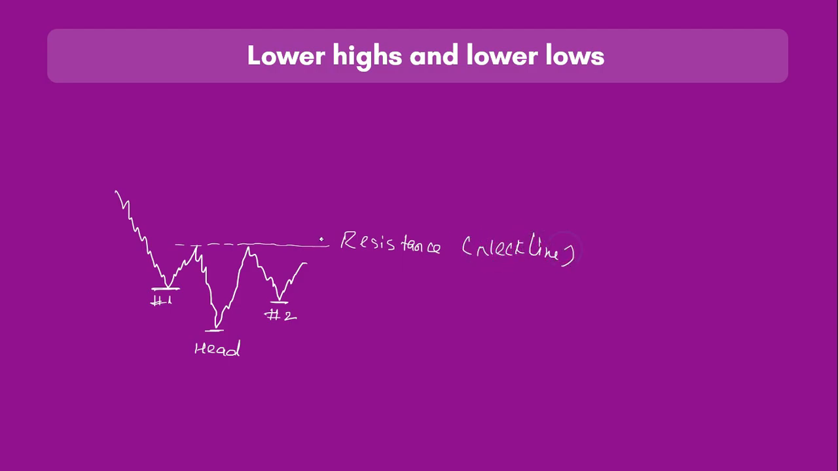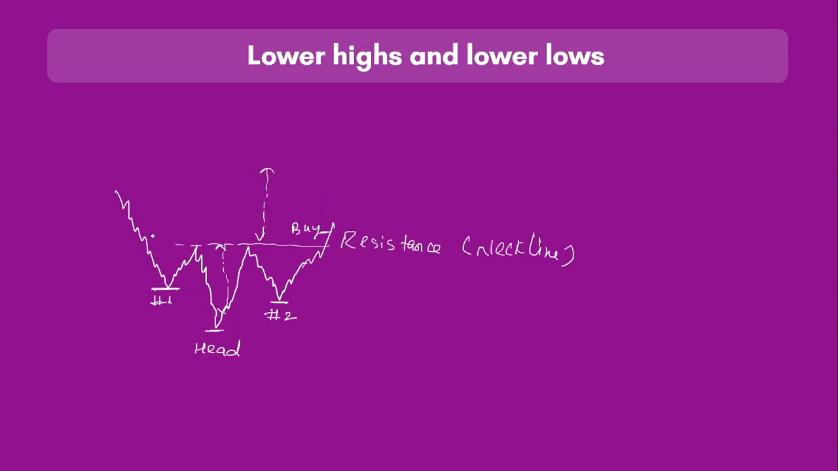Now if this resistance line is broken, or if this neckline is broken, we buy above the resistance, somewhere here. And the difference between the neckline and the head is your target, which is projected upwards.